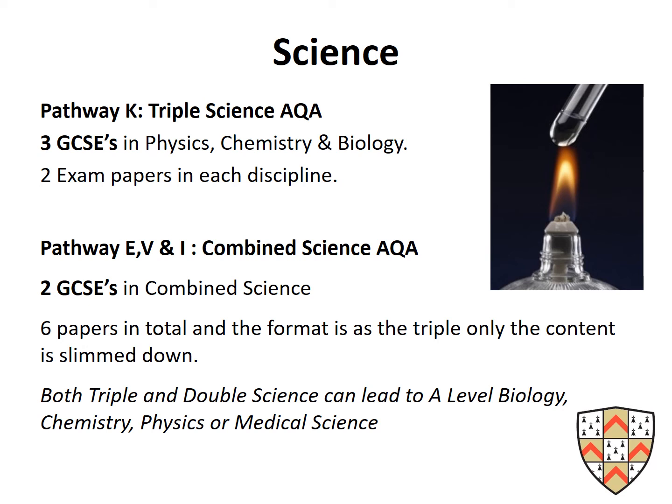It's important to note that both the triple and double science can lead to A-level biology, chemistry, physics or medical science. There are no restrictions on this. It's the grades they get and their ability in science when they reach that point that will dictate whether they can go on to do sciences at A level.